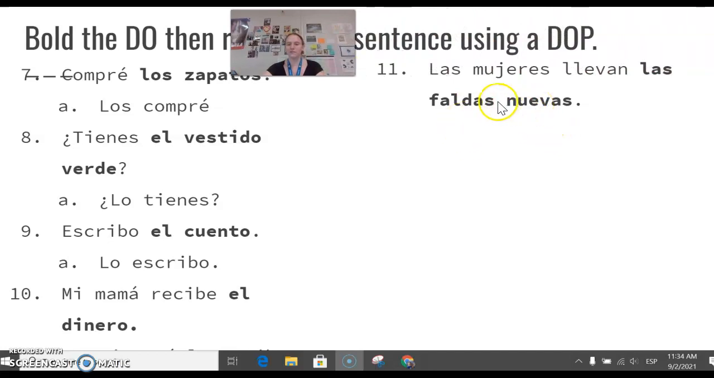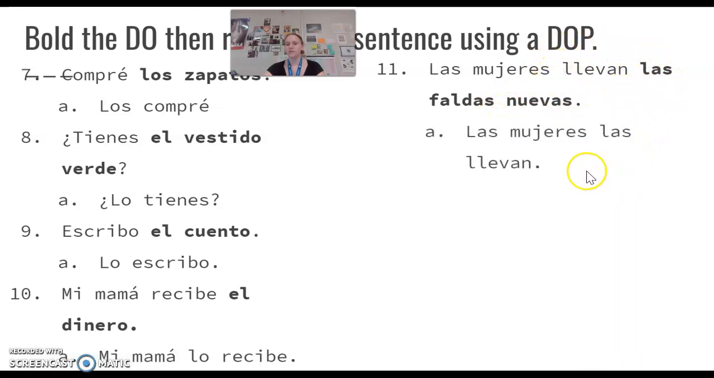Las mujeres llevan faldas nuevas. Women wear new skirts. Who or what do they wear? The new skirts. To take out this "las," or take out this whole bolded thing, move it here. Las mujeres las llevan. The women wear them.